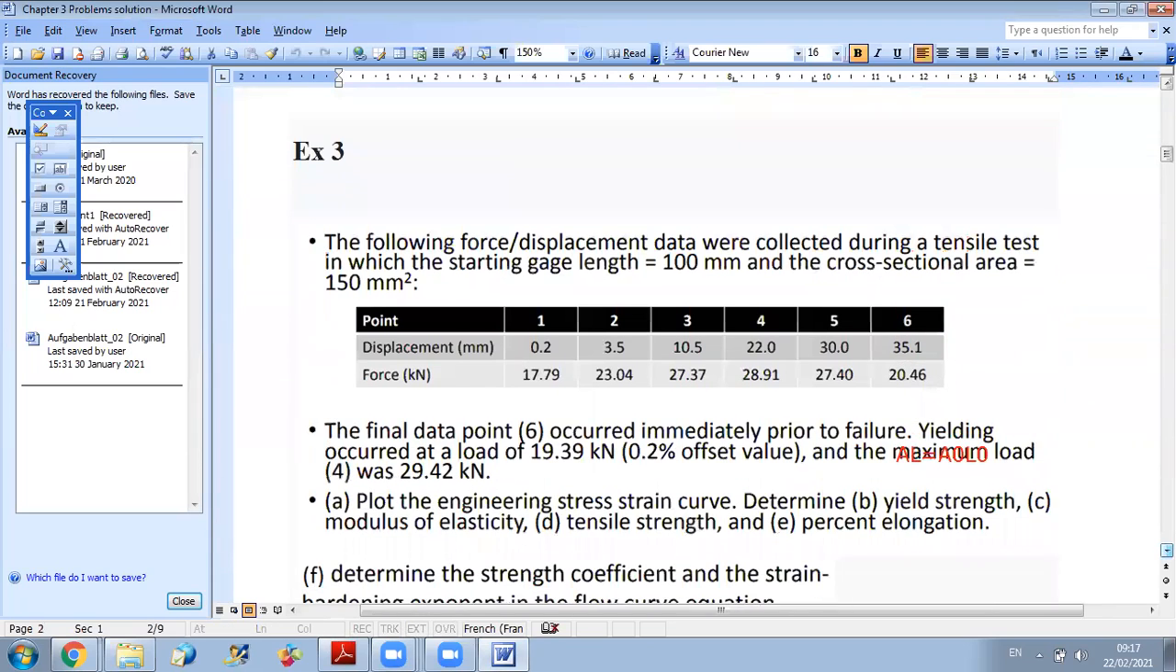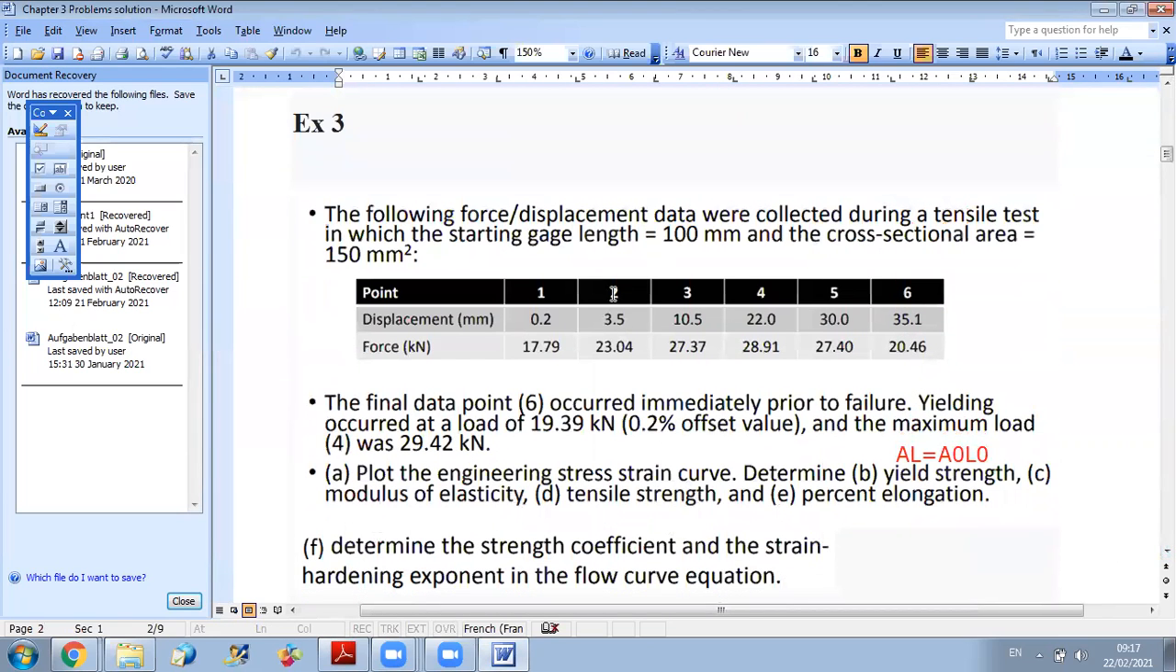Now, another problem. The following force-displacement data were collected during a tensile test in which the starting gauge length is 100 millimeters and the cross-sectional area is 150 square millimeters. Here they gave you the points from 1 to 6, with the displacement in millimeters and the force in kilonewtons for the different points. The first step is to plot the engineering stress-strain curve.